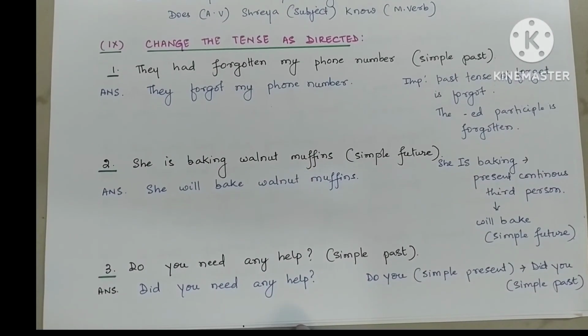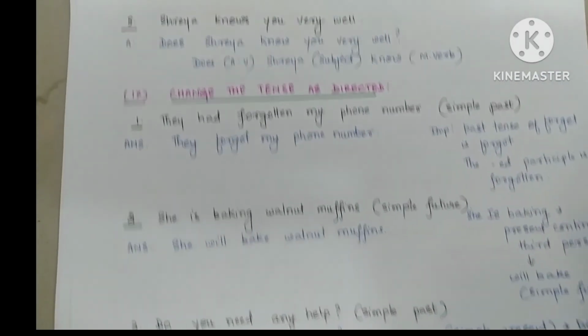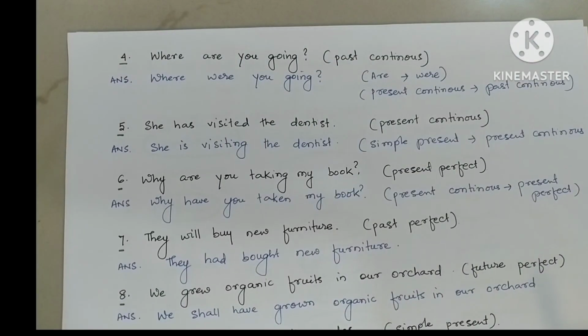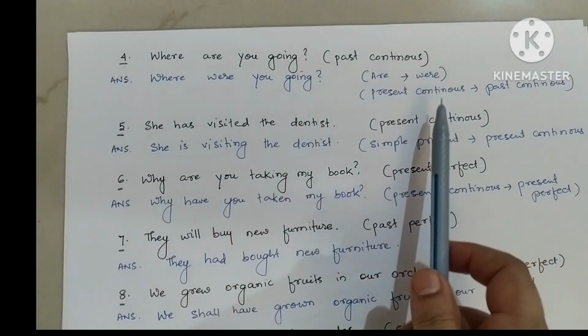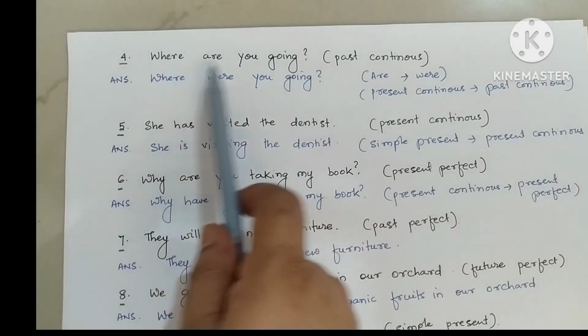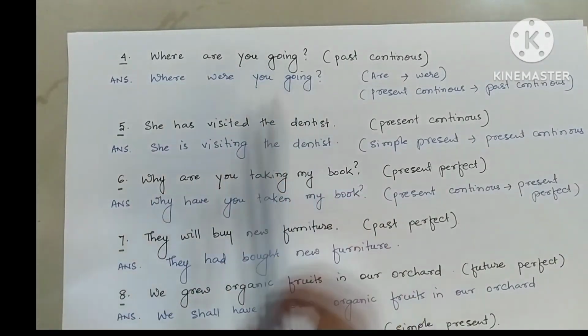Now number 3. Do you need any help? Simple past. Simple past means did you need any help? Now do you is simple present, which in the simple past becomes did you. Next, where are you going? We have to change it to past continuous. Now are becomes were. That means present continuous becomes past continuous. Where are you going? Where were you going?